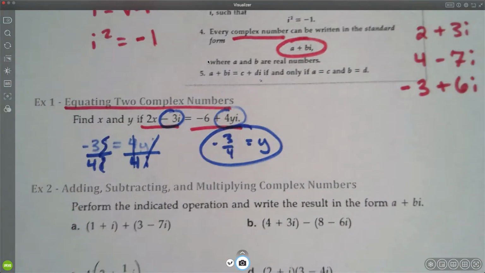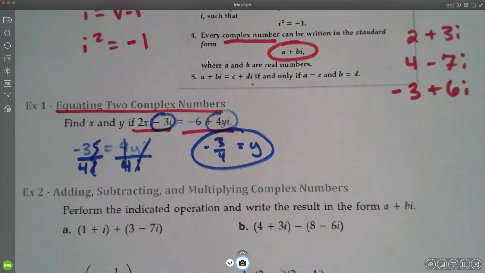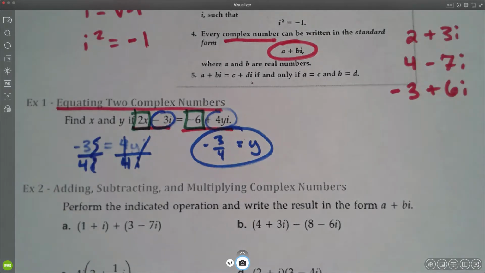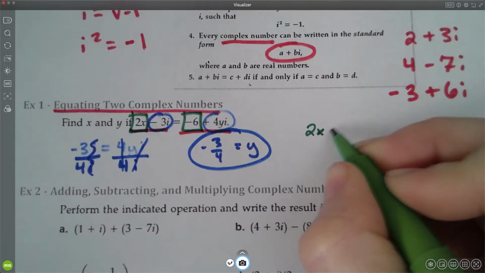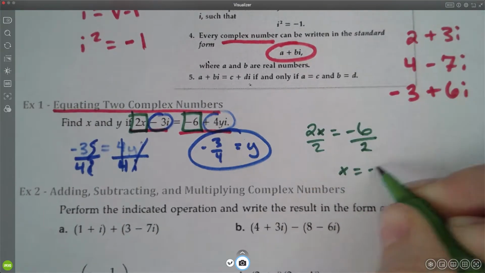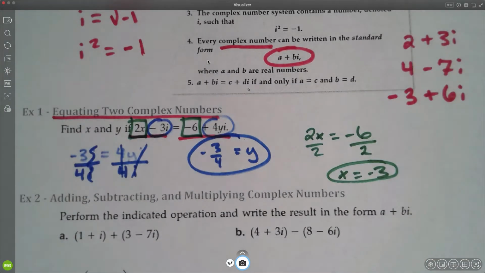Now, if that is the case, then what else is equal to each other? The right side and the left side of the non-imaginary part, like the a part. This guy is equal to this guy. Now make sure if he has signs in front of him, they go with each other. So 2x will be equal to -6 divided by 2. x is -3. So if you have two complex numbers equal to each other, you set the real parts equal to the real parts and the imaginary parts equal to the imaginary parts and you solve.